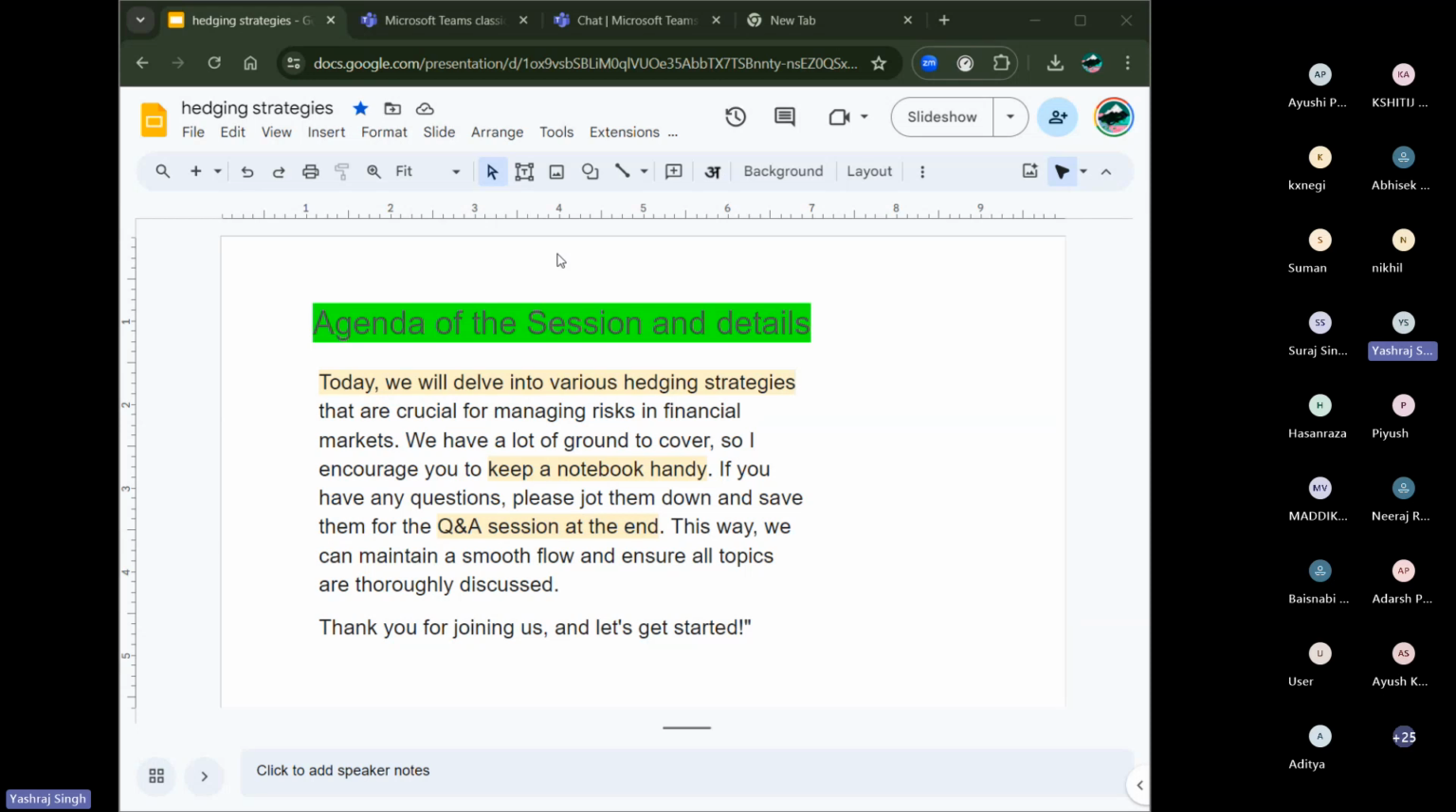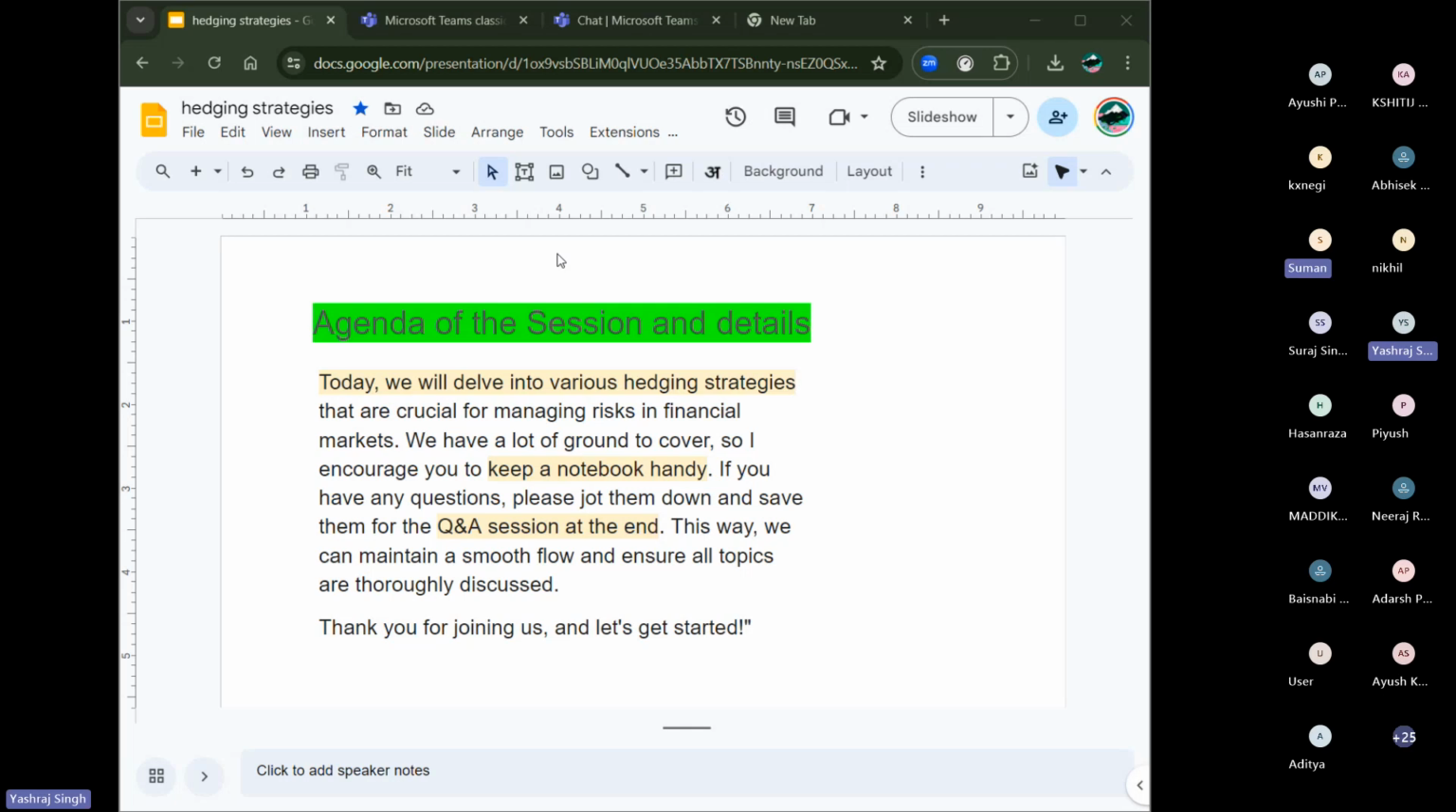The agenda of the session, as we already know, is about hedging strategies. Today we'll be looking at various types of hedging strategies which help us manage our risk in financial markets. We are all here because we are interested in how we can become more profitable. And if we have to make money, we have to take risks. So how can we mitigate that risk? This is where hedging comes in. So we'll delve into a lot of hedging strategies.